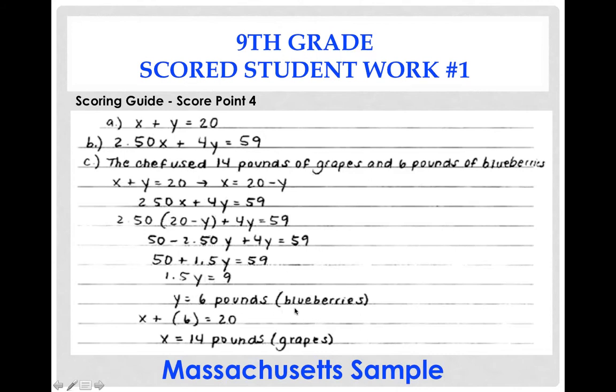Remember, y represents the blueberries. And they had to find the number of pounds for the blueberries and the grapes. So the student used that answer for the blueberries and went back to the original x plus y equals 20 and substituted in 6 to come out with 14 pounds for the grapes.